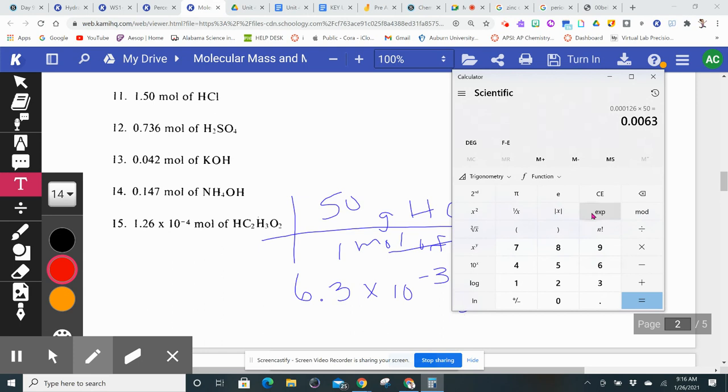Okay? And then hit your multiplication key. Okay. Times 10. No, times 50. Times 50. Yes. Did that do it? Okay. All right. So you just need to practice with that. Okay?